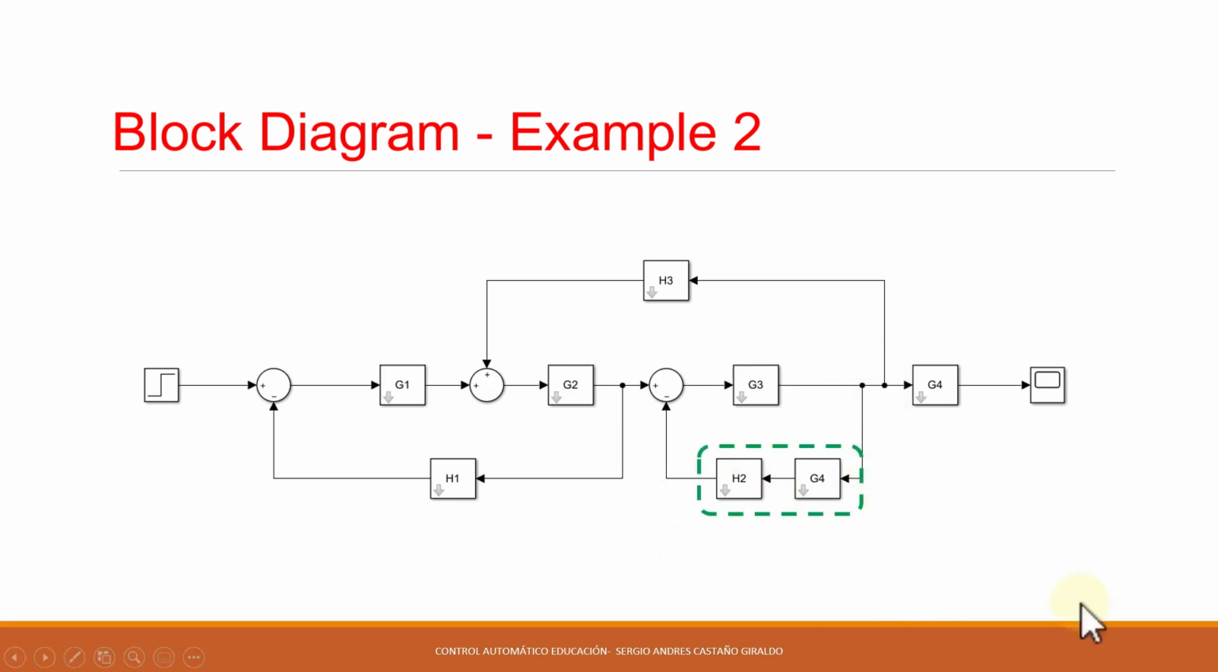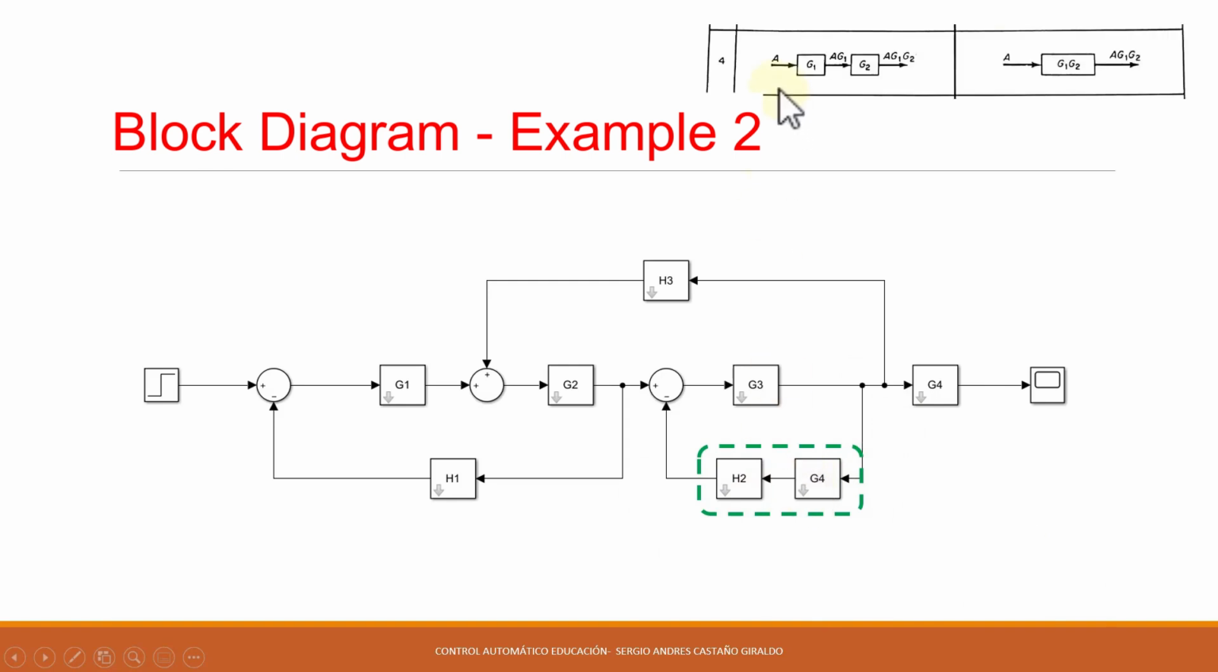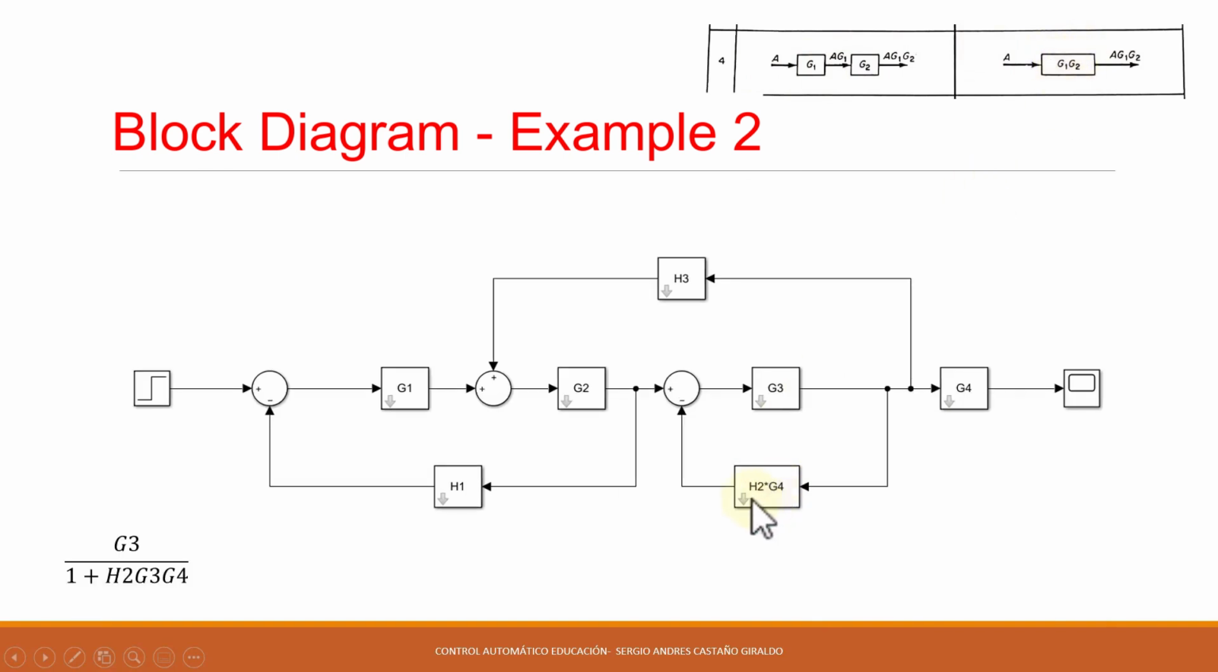Initially, since we have 2 blocks in series, we had seen that according to equation 4, both blocks in series can be combined into a single block where both blocks are multiplied. So let's do that. We multiply both blocks, resulting in H2 times G4.